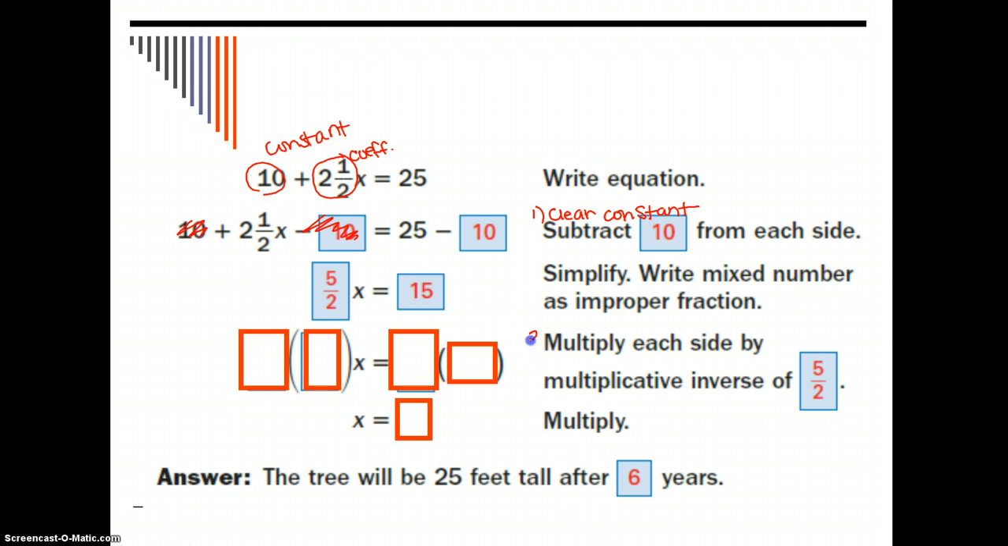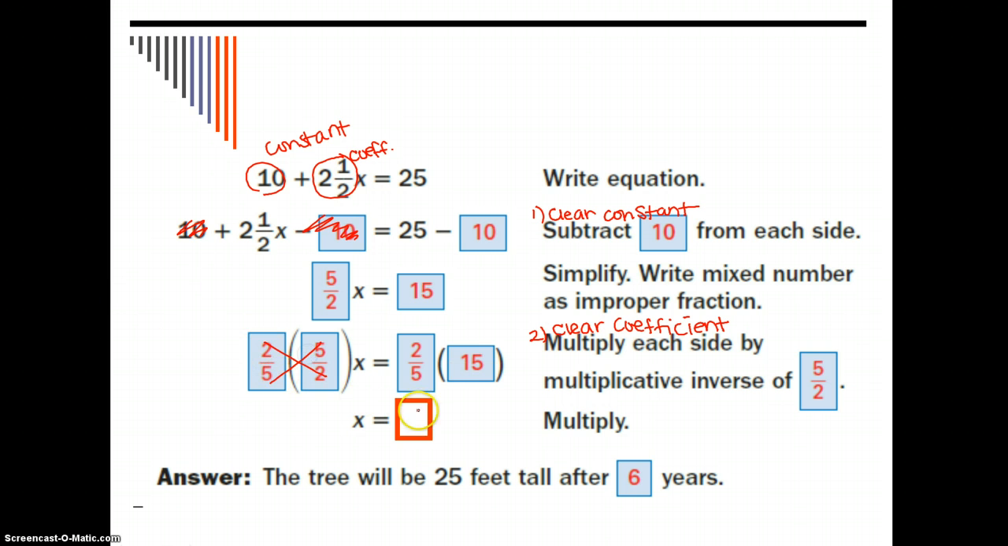Now we have a one-step problem. It's to clear the coefficient. It is a fraction, so to clear the coefficient here, we need to multiply by its multiplicative inverse, which is 2/5. Do that to both sides. This becomes 1, which you don't need because 1 times x is x. And then 2/5 times 15. Divide out common factors. 2 times 3, 6/1, which is just 6. The tree will be 25 feet tall after 6 years.